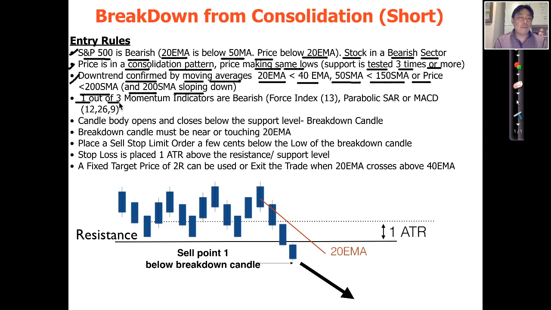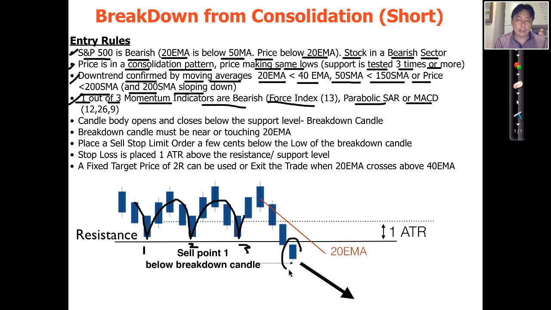Next, 1 out of 3 indicators is bearish. So again, look at your force index, your parabolic SAR, and your MACD, and ideally one of them should be bearish. Okay, so let's look at this chart right now. You can see we have got price going down, making a low, making a low, making a low. So it's tested 1 time, 2 times, 3 times. Same low, same low, same low, boom, breakout.